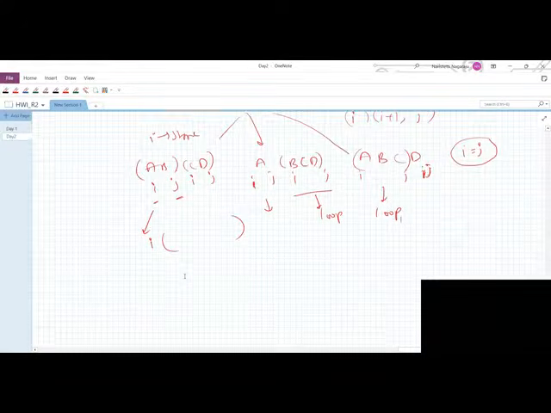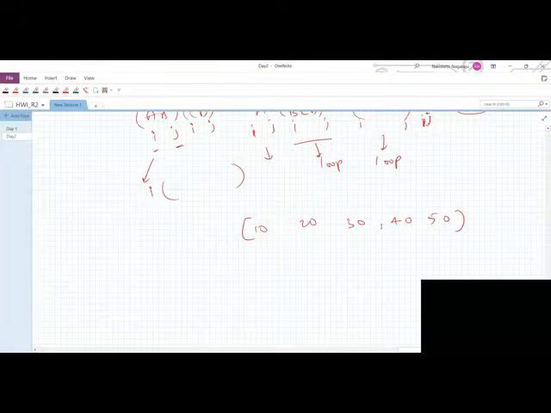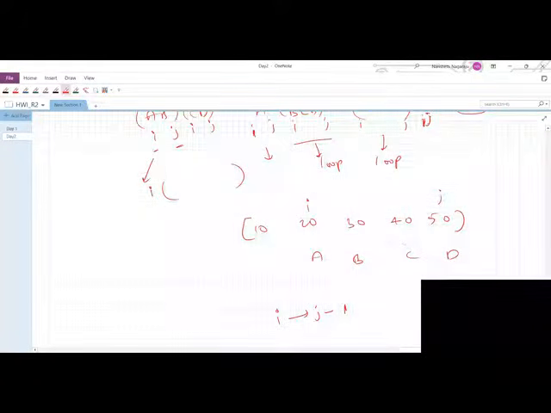Until where our loop will run. Our loop will run from here. If we take numbers like 10, 20, 30, 40, 50, the same array that we have previously. Here my I is initially here, and I am assuming this as matrix A, B, C, D, and this has J. Initially my I will go from I to J minus 1. Till here my I will go. Or else if I start from here, my I will go till here.